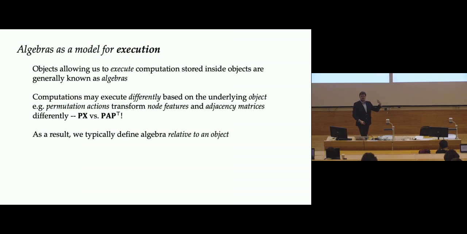So when we talked about permutation symmetries, they acted differently on node feature matrices, which were of shape nodes by features, and on adjacency matrices, which were of shape nodes by nodes. Right? We transformed the first using Px, where P is a permutation matrix. We transformed the other one using PAP transposed, right? So the way in which your group action will transform an object changes depending on what that object is. And as a result, we don't talk about one algebra, which acts everywhere in my category, but we talk about an algebra relative to an object, which we call the carrier object, as you will shortly see.